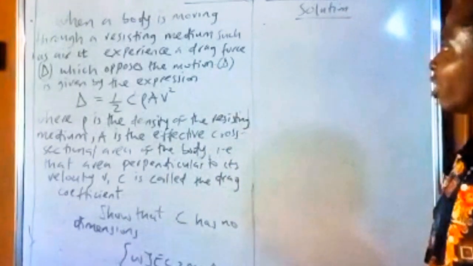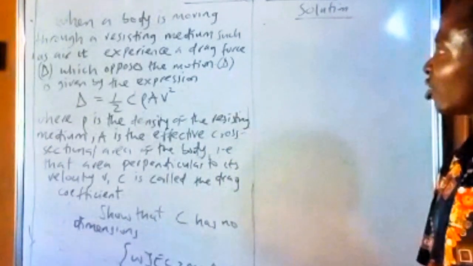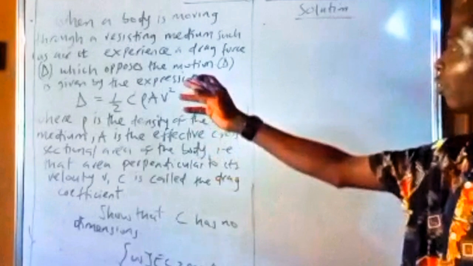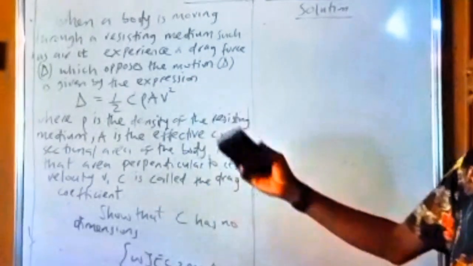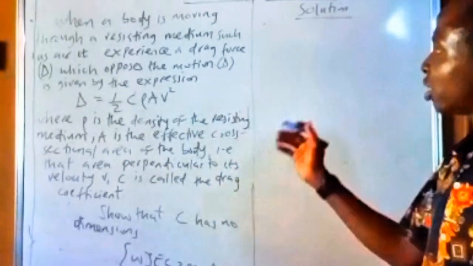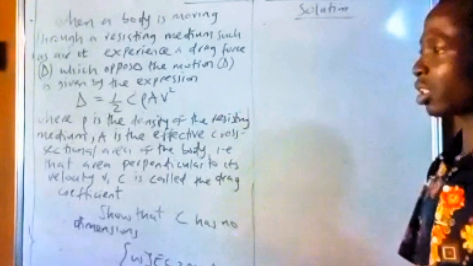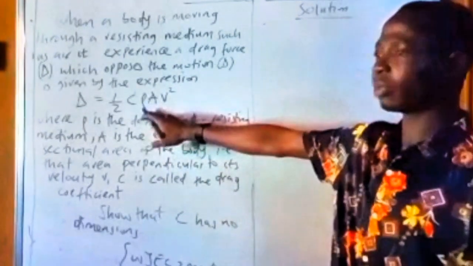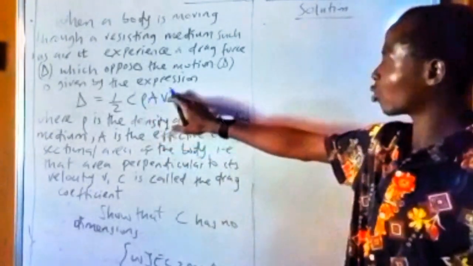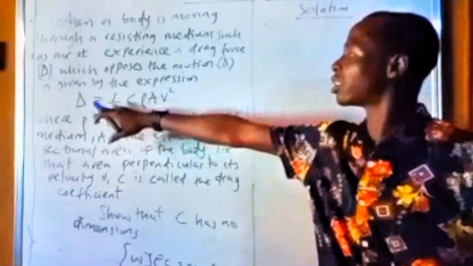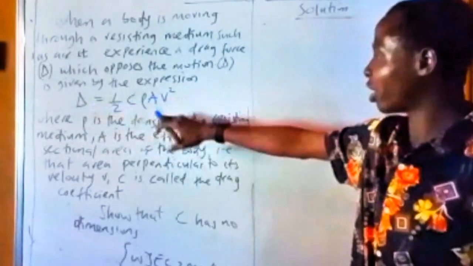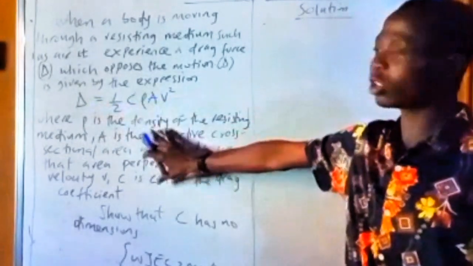A body is moving through a resistance medium, and here it experiences the drag force D. So the force given to us here is denoted by D, which opposes the motion. The drag force is given by 1/2 ρ A V squared. So each of the letters that we have here tell us the meaning of each of the symbols.